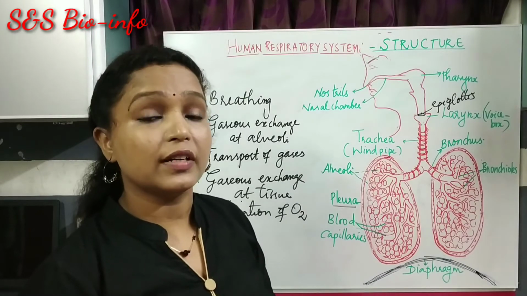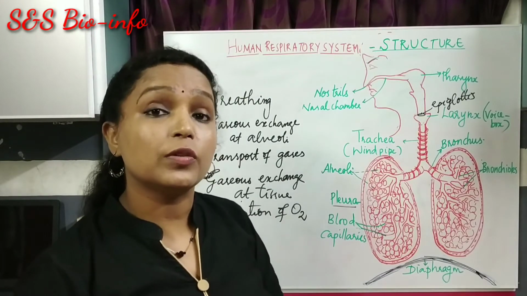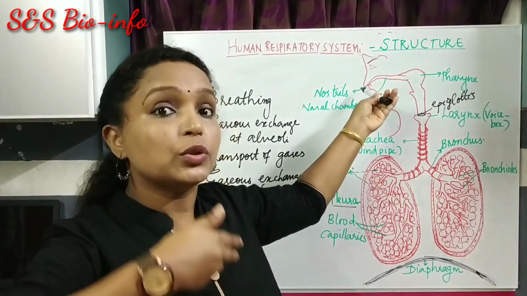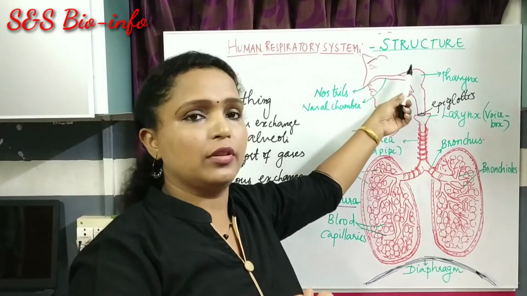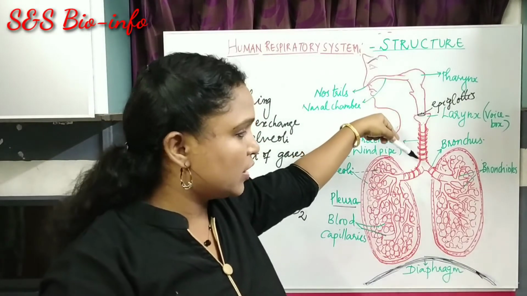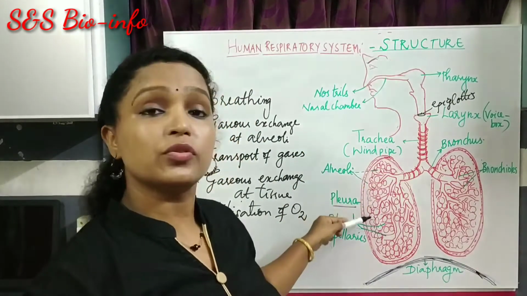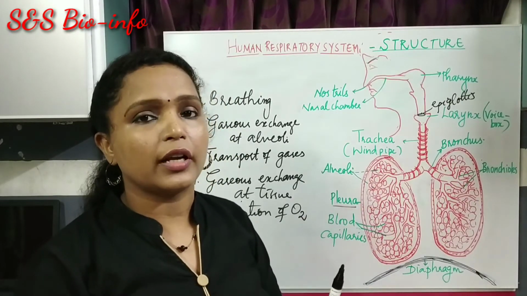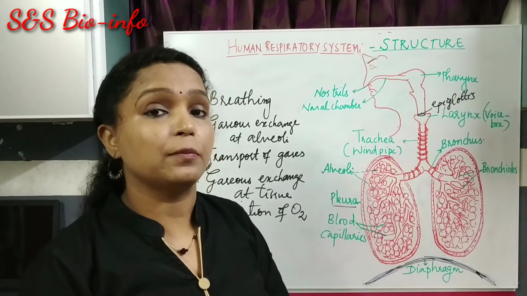Then what is the role of the conducting part? It conducts or directs the air towards the lungs for gaseous exchange. So we breathe in through the nostrils. That air is passed through the nasal chamber, then to the pharynx. It is passed through the larynx, then to the trachea, then goes to the respective bronchus, then goes to the bronchioles, and they are filled in the alveoli that are present in the lungs. That's about the conducting part.